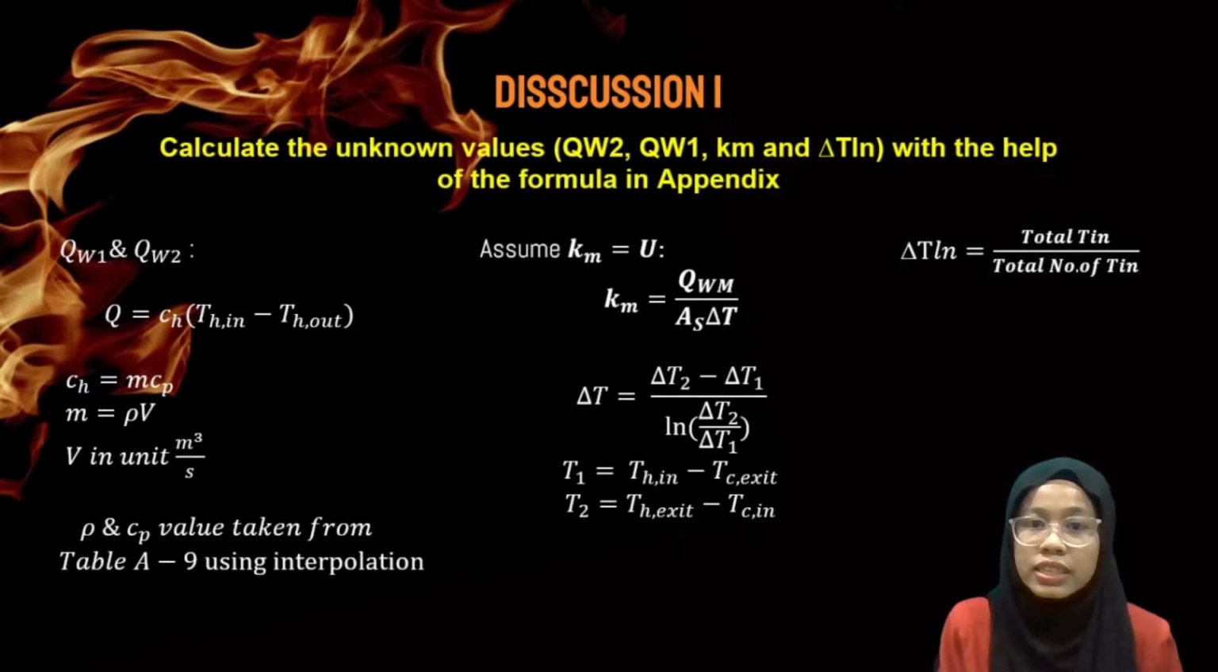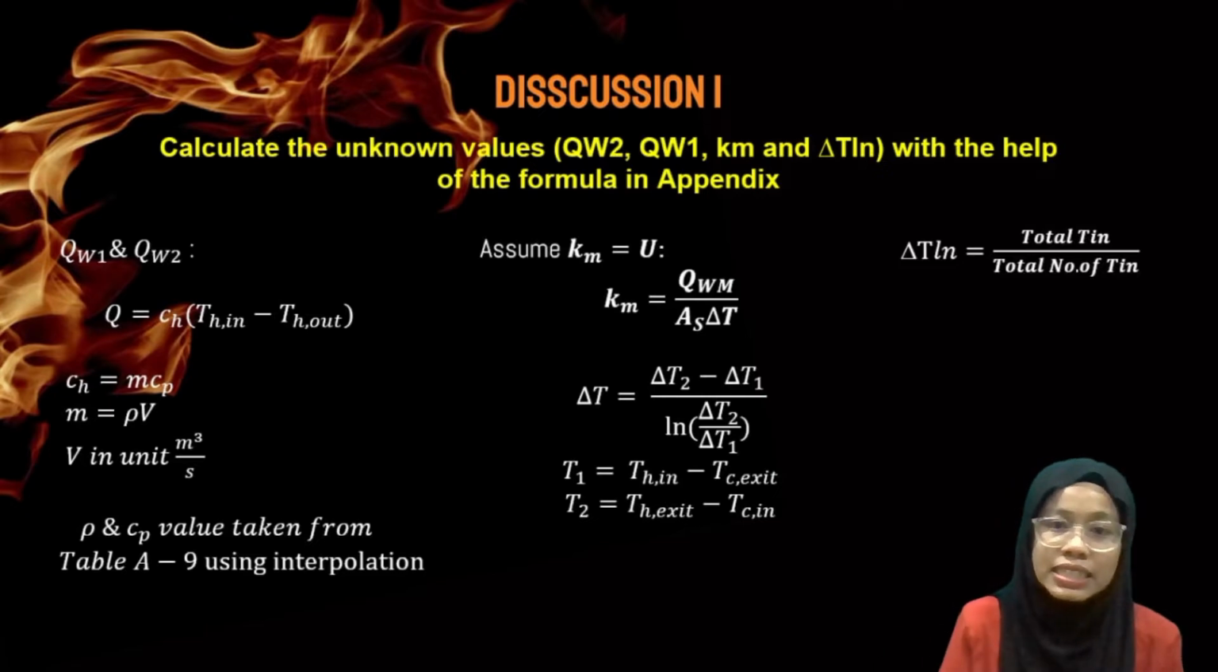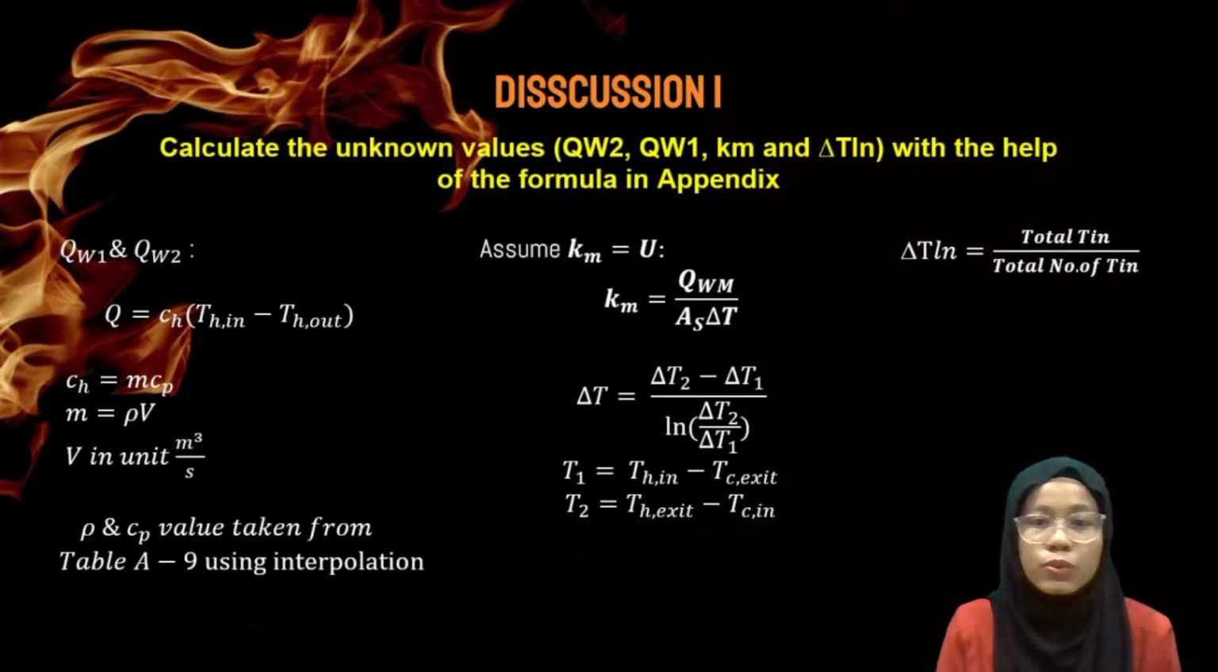T1 is actually TH in minus TC exit, and T2 is actually TH exit minus TC in. So next, for the total TLN, we assume that the formula is total T inlet divided by the total number of T in. So the result we get will be in terms of Celsius. So we have to transform the Celsius into the unit Kelvin. The results have been shown by my friend before we discussed how we calculate this value.